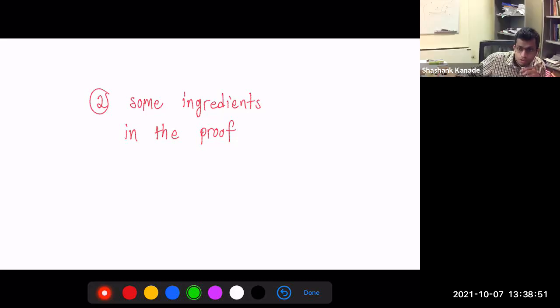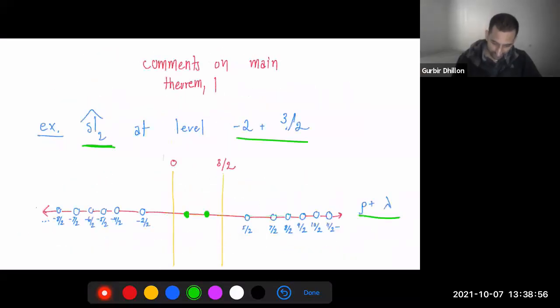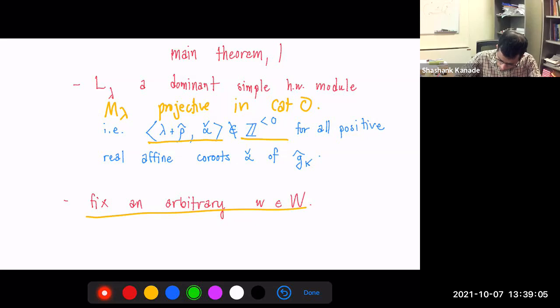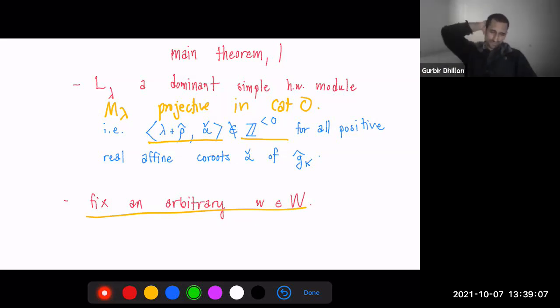Can you just explain again what the dominant weight was? Sure. So the statement is, how to say it? In the same way that for an anti-dominant weight, you can give a combinatorial criterion for what that means, but representation theoretically, it's just saying that the simple module is the same as the Verma module.